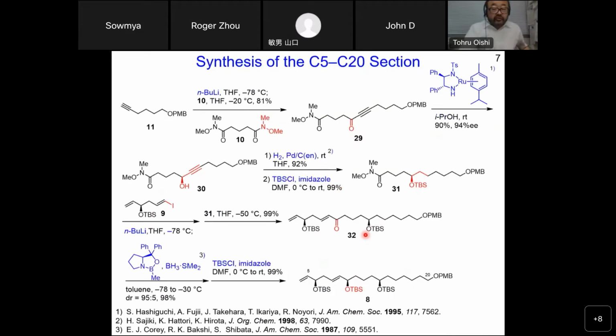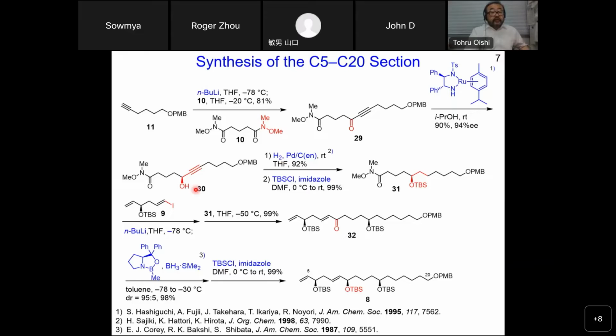So next we moved on to the synthesis of the C5 to C20 section. This is the starting material, a terminal alkyne, which was treated with n-butyllithium to generate a terminal lithium acetylide, which was reacted with this Weinreb amide to give compound 29. Then Noyori reduction using this catalyst. The reaction proceeded well to give an optically active propargylic alcohol.